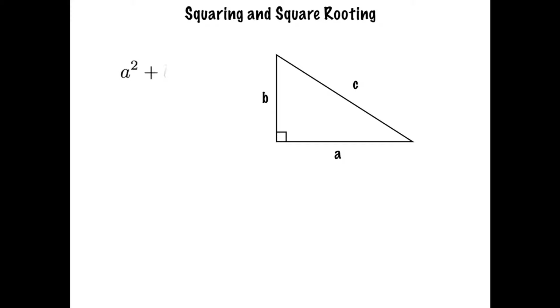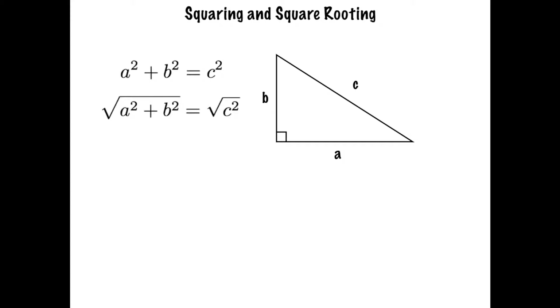So let's just write out the Pythagorean theorem. A squared plus b squared equals c squared. That's the relationship of the sides in a right triangle. Great. So the error comes up when we want to try and solve for c. How are we going to solve for c? Well, we have c squared. In order to undo something squared, we need to square root it. So let's square root both sides.